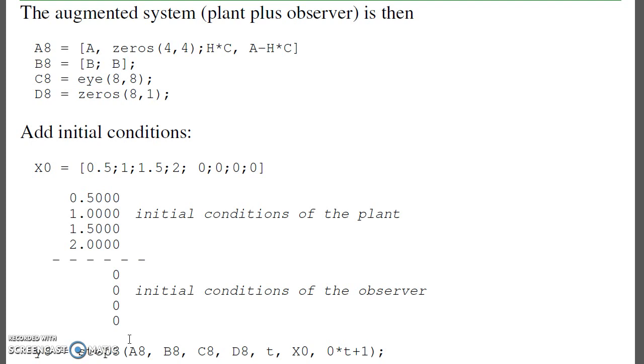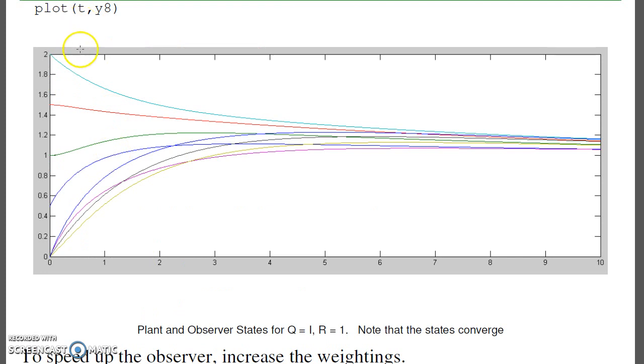The augmented system, plant plus observer, is then as follows. I get my plant, the zero matrix, HC, A minus HC, like we had on the previous slide. The B matrix, whatever goes to the plant, also goes to the observer. And just for fun, let's look at all the observer states, and I'll have an initial condition on the plant that the observer doesn't see. Let's see if the observer can track the plant states. If I now take the step response, I'll see that here are the plant states, they're non-zero. Here are the observer states. Fairly quickly, the observer states track the plant states.